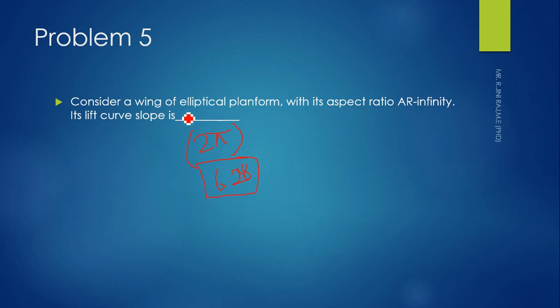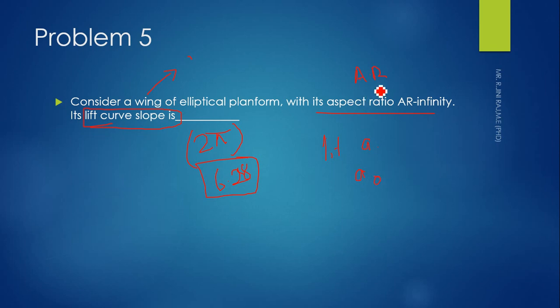See, once again, just think this. If the aspect ratio is infinity, what you said is correct only. Then this wing will behave like an airfoil, and the lift curve slope will also behave like an airfoil. We know the lift curve slope for the wing is a, but the lift curve slope of an airfoil is a naught.